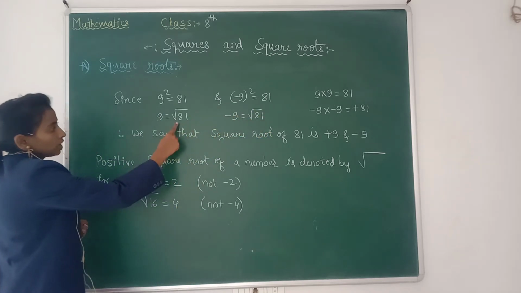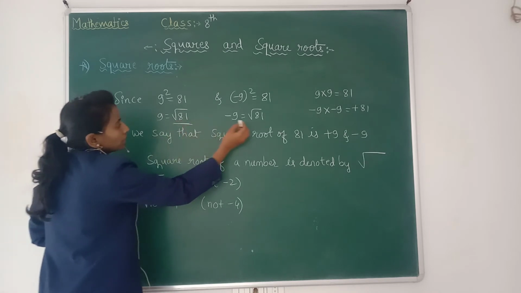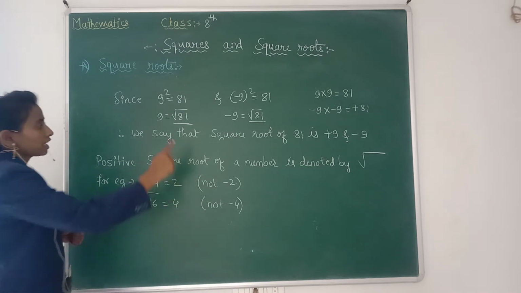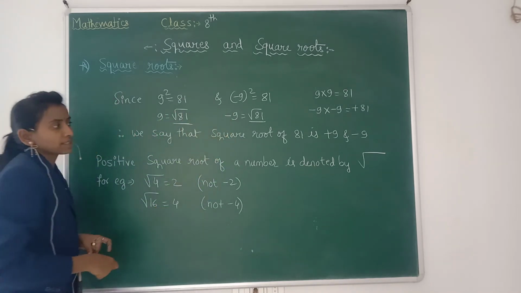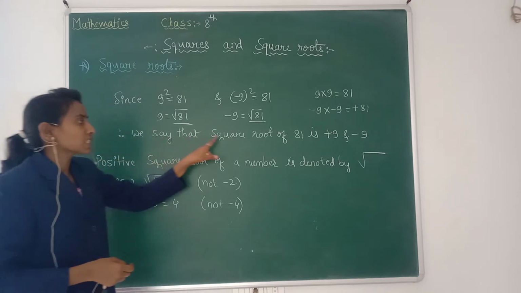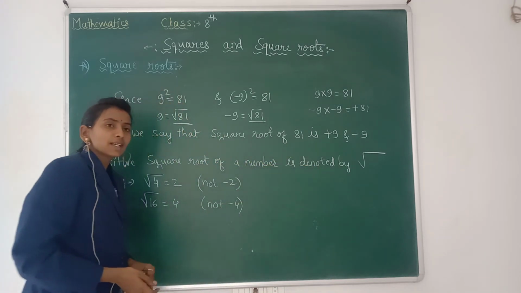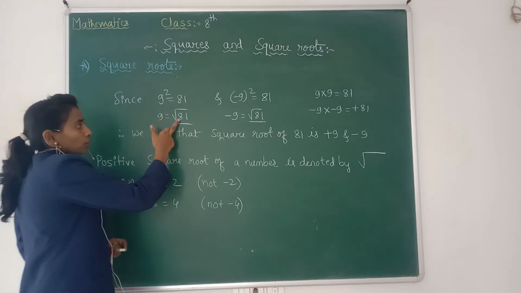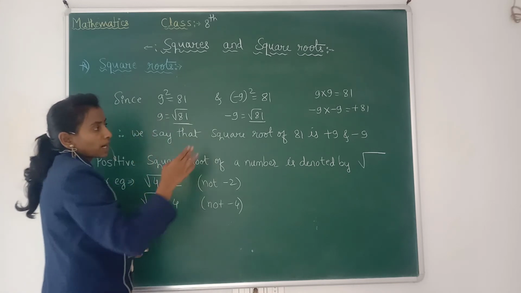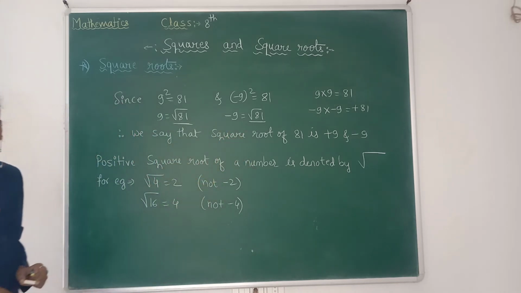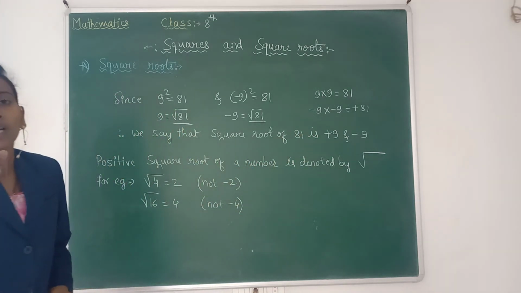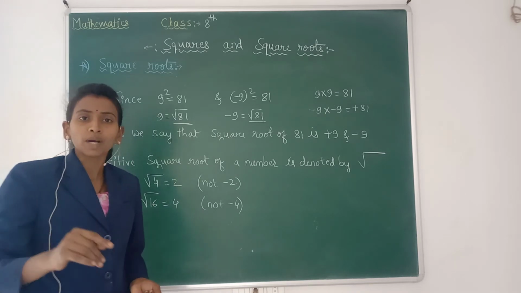But here we have root 81 and here also we have root 81. Means which value is correct, whether plus 9 or minus 9? So we say that the square root of 81 is plus 9 and minus 9 both. If you square plus 9, you get 81 only. Minus 9 square will be 81 only. Means the square root of 81 has two values. One is plus 9, another one is minus 9.